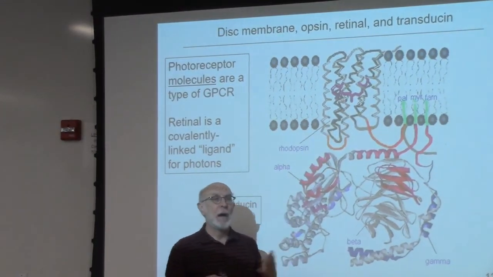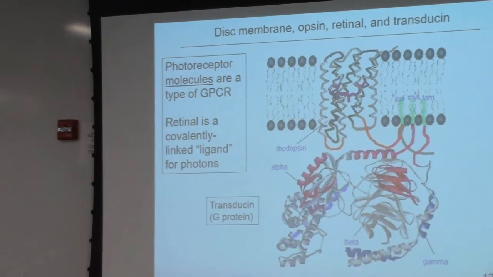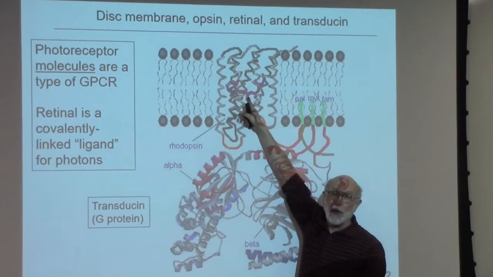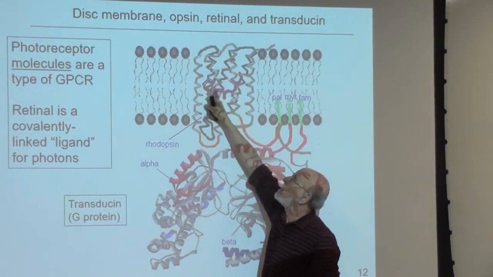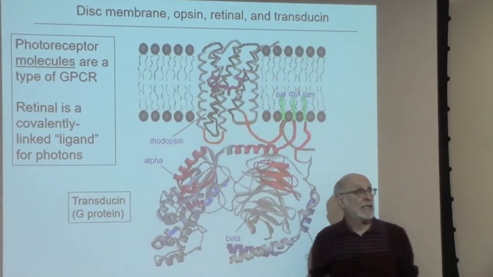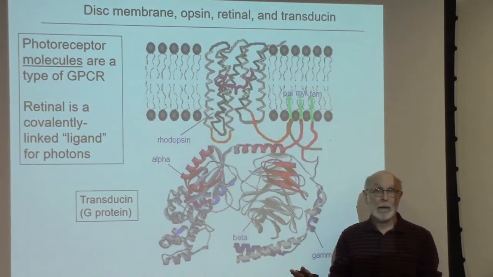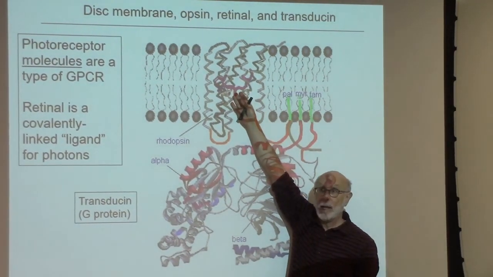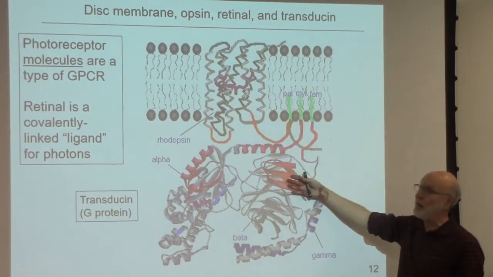Now you have come to think of GPCRs as always having a ligand that activates them. Photons are not a very good ligand for molecules. But in the opsin is another molecule called retinal. This purple thing is retinal. It's an attached ligand. And light is going to be absorbed by retinal, and that's what's going to activate the receptor, and that's what's going to activate the G protein.